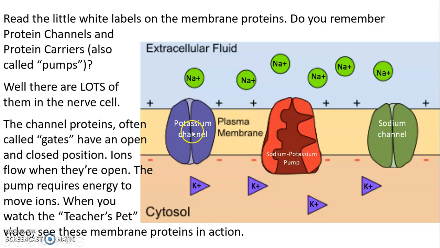So these channel proteins are, so to speak, gated. They can close and open. So the potassium channel is the one through which potassium ions move. The sodium channel, can you guess what moves through it? That's right, sodium ions. Okay, so two channel proteins. Remember, these are passive transport, and when they open up, the ions just flow.